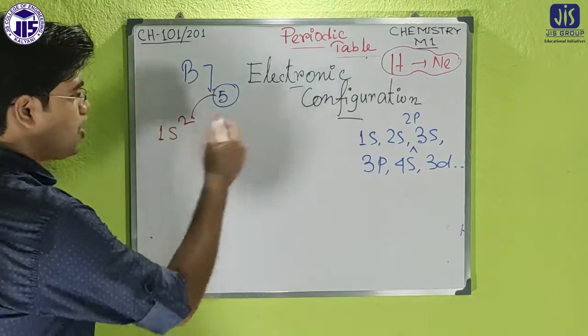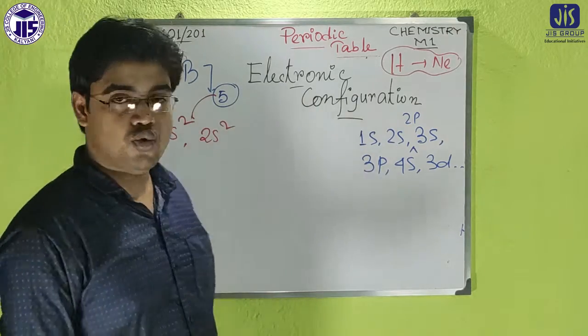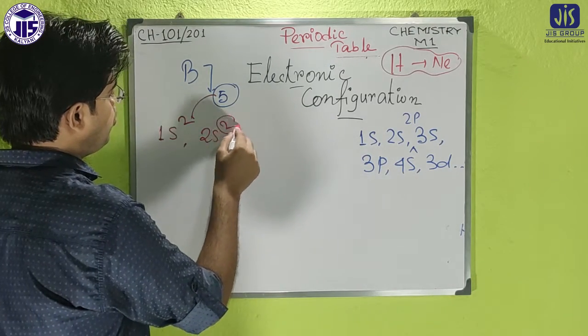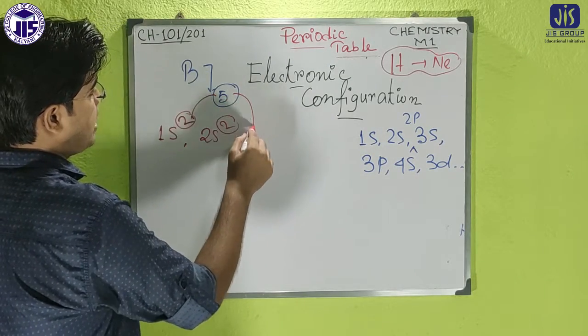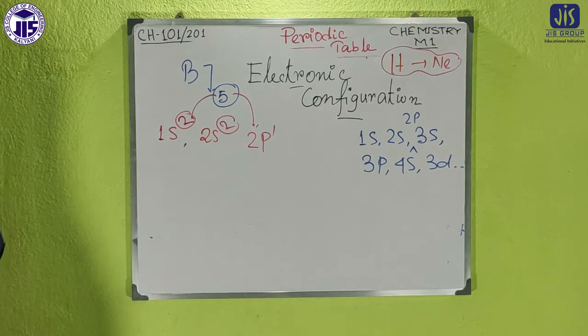Okay, so 1s2, then it will be 2s2. Again, 2s maximum capacity is 2, so obviously it will be 2s2. Then 1s2, 2s2, so 2 plus 2 is 4. Okay, so there is 1 electron remaining, so it will be 2p1.